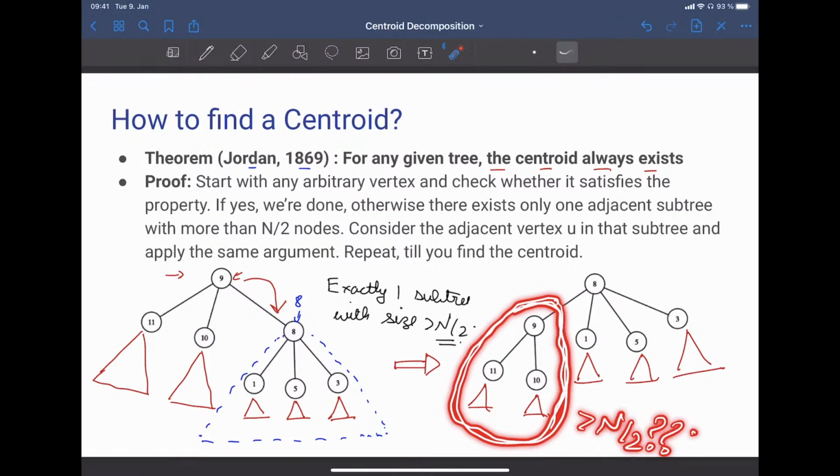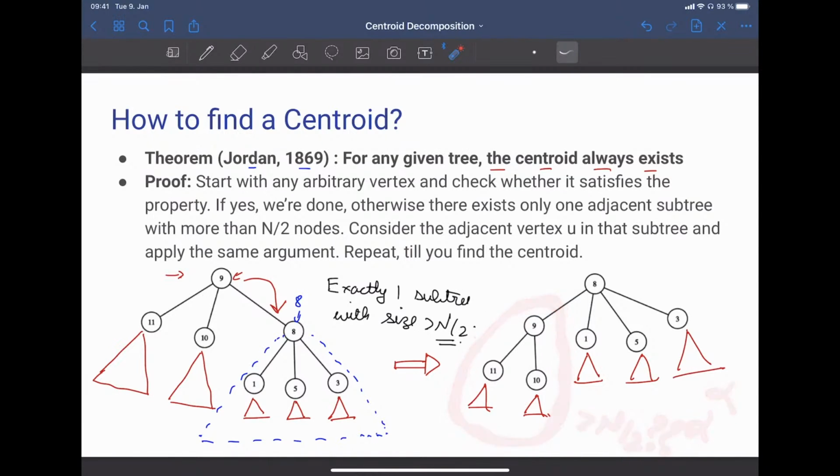Because if this can happen, then based on our procedure, from node 8, again we will come back to node 9. And this will keep happening all the time. And we will be stuck in an infinite loop, right? So, is it possible that the subtree size of this whole subtree is more than n by 2? No, it's not possible. Why?